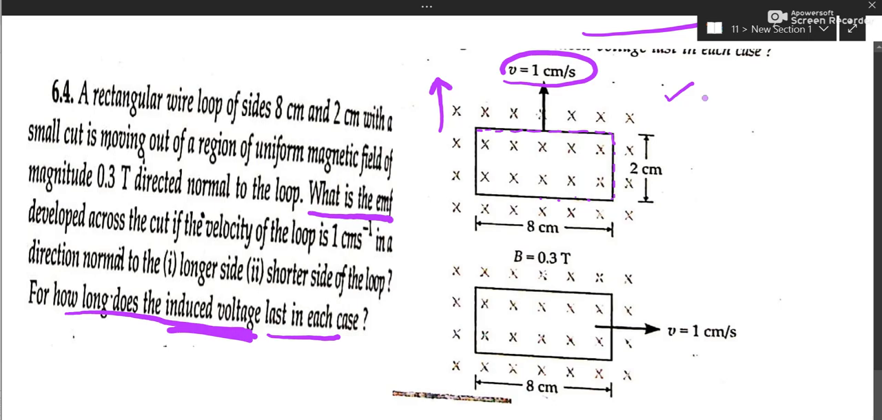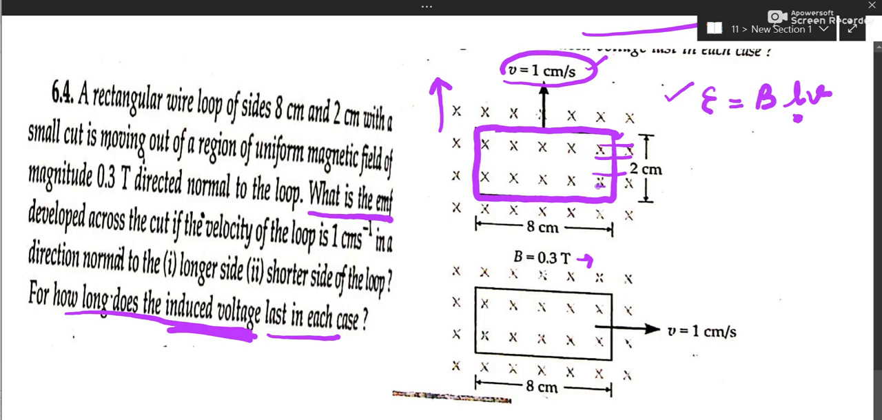Okay? So we know induced EMF, that is motional EMF when a conductor moves in a magnetic field, is BLV. You can go through the topic of motional EMF. The formula is BLV. B is this much, substitute. L is the side which is not changing, which is fixed. See, this rectangular loop is making an exit from the magnetic field. It is being pulled this way. So this side will change.